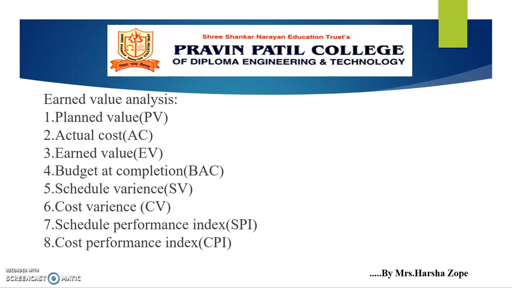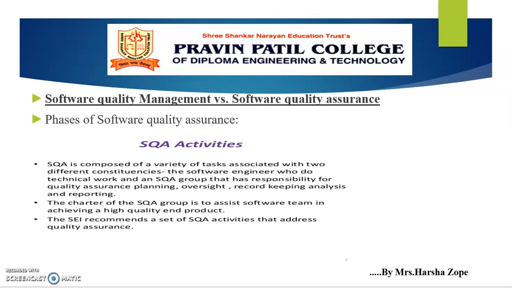Then schedule variance indicates the status of the schedule. It represents whether work is ahead or behind the plan. The cost variance, that is CV, is the difference between earned value and actual cost. Like schedule performance index, that is SPI, it is a measure of schedule efficiency on a project. Then cost performance index, that is CPI, is a measure of cost efficiency on the project. That's all about earned value analysis.